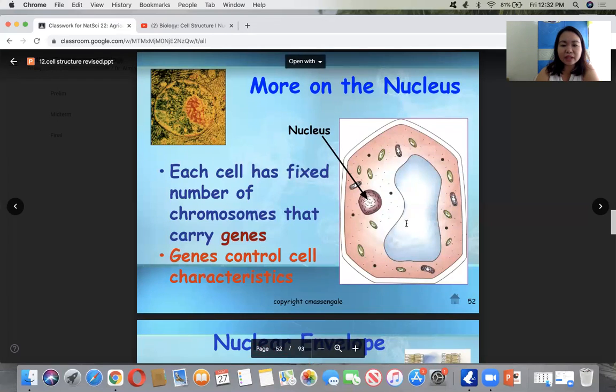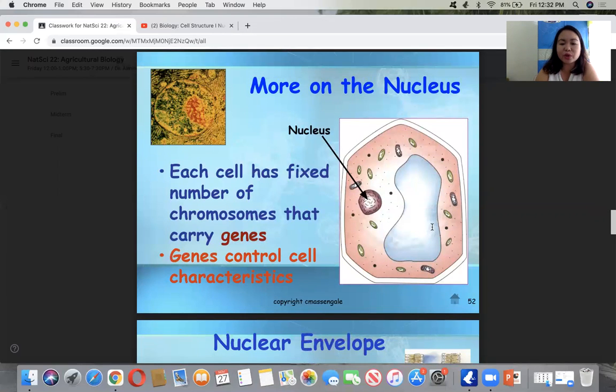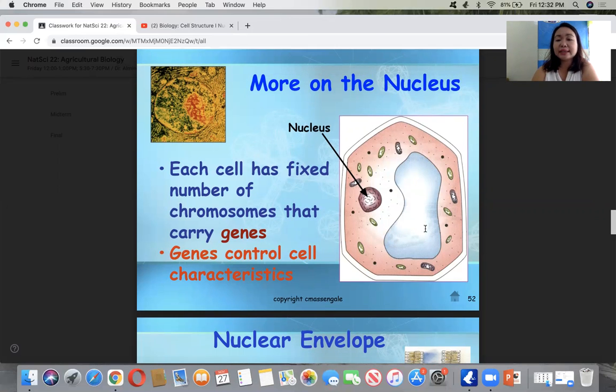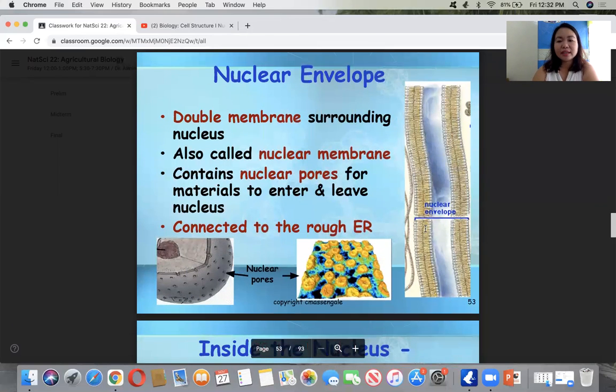So this is the nucleus, and it has a fixed number of chromosomes that carry genes, and we all know that genes control the cell characteristics. So the nuclear envelope is a double membrane surrounding the nucleus, also called the nuclear membrane, and contains nuclear pores for material to enter and leave the nucleus, which is connected to the endoplasmic reticulum.